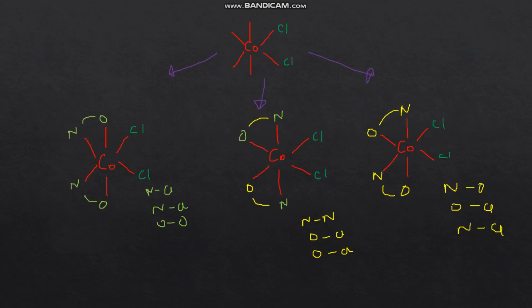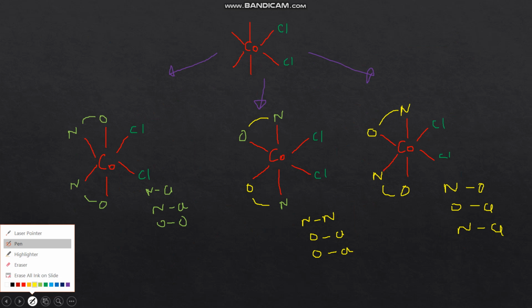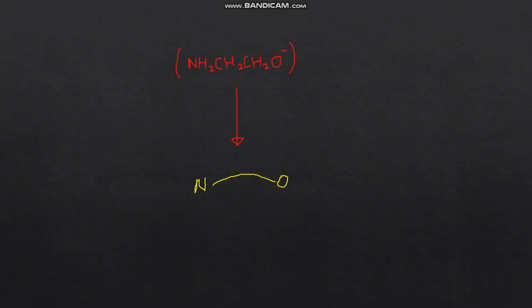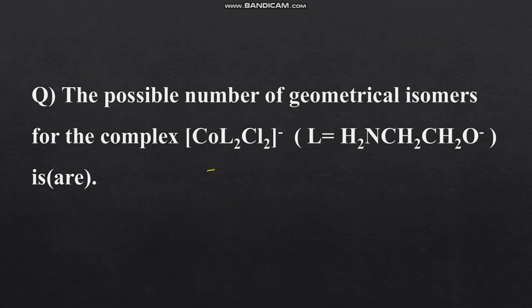So what's the answer for this question? We found that three geometrical isomers are possible when we have aligned the chlorines at cis positions, right? So three geometrical isomers are possible. So what's the total number of isomers we got? We got five isomers, right? Three when we aligned the chlorines at cis positions, and two when we aligned the chlorines at trans positions.